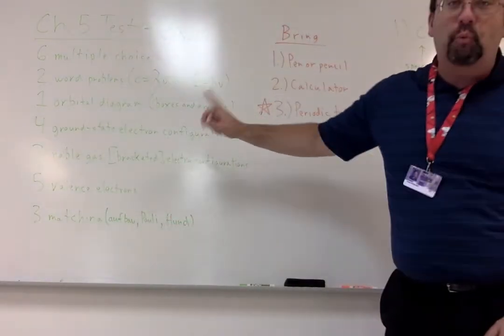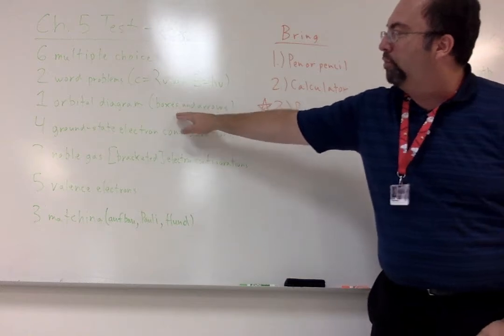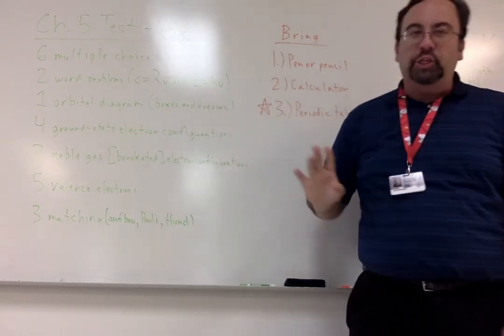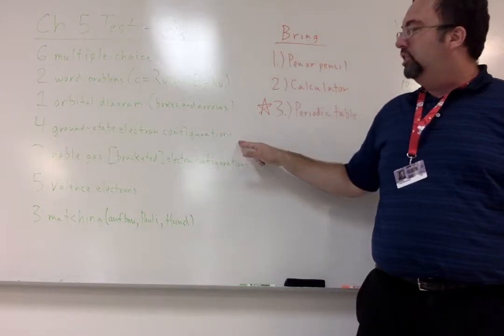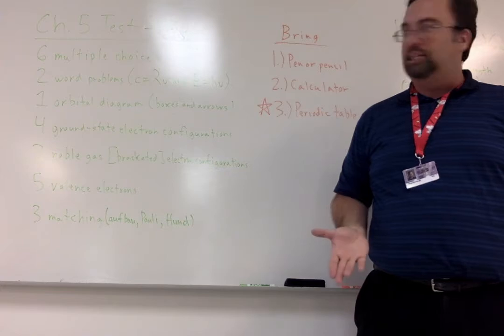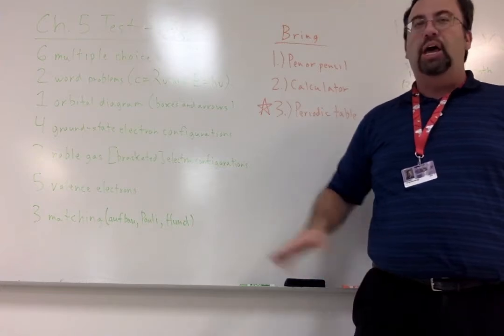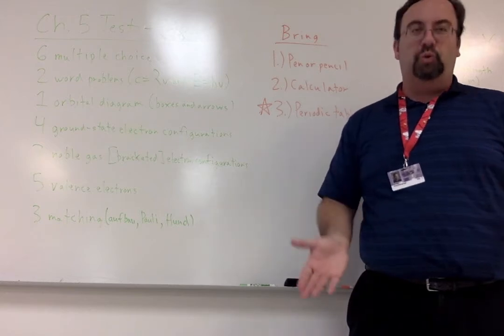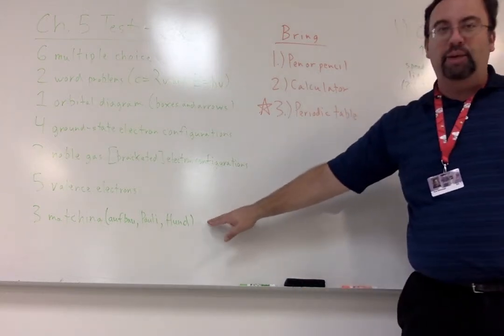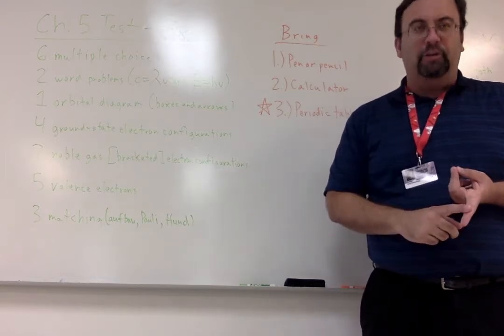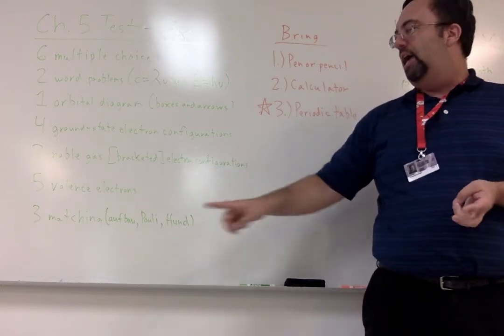Then we'll also have 1 problem that involves an orbital diagram. This is the one that involves the boxes and arrows. We will also have 4 ground state electron configuration problems, 3 noble gas configuration problems. We'll have 5 valence electron problems, which I'll talk about toward the end. And then there'll be 3 matching problems, based upon the Aufbau principle, the Pauli exclusion principle, and Hund's rule.